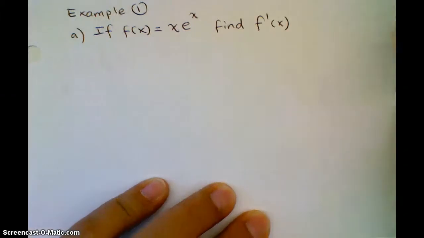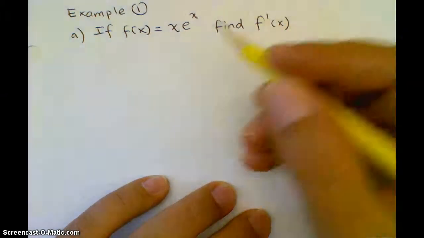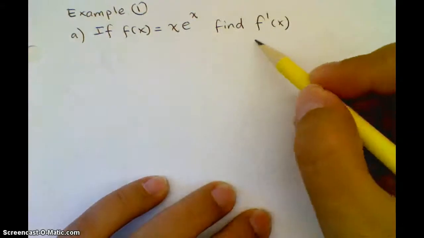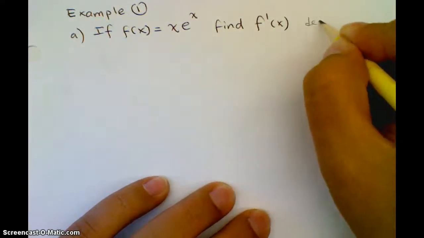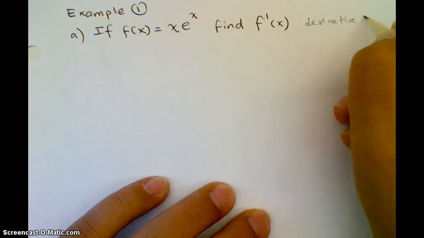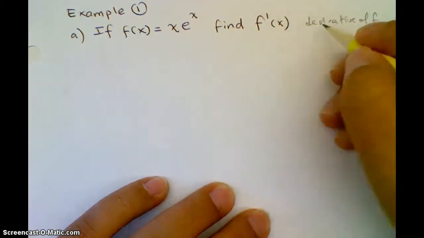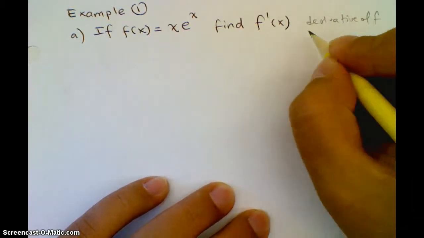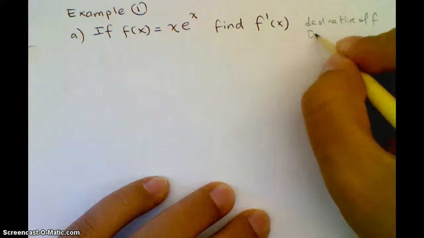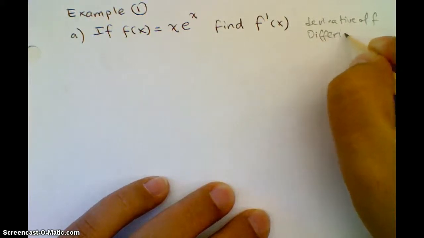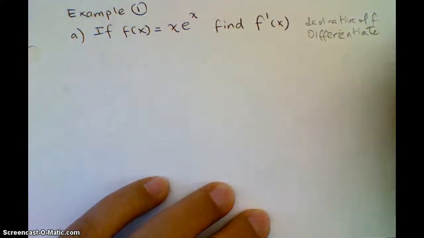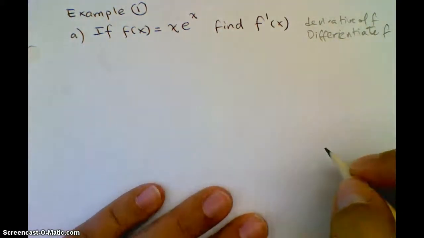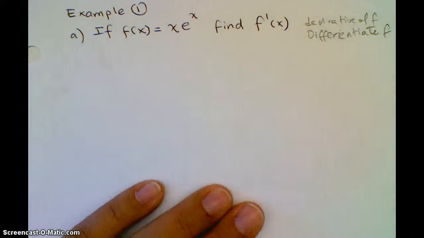So let's talk about example 1, and we're going to apply the rule. If this is f of x, then find f prime, which is the same thing as finding the derivative of f, or finding the directions may say differentiate f. All of them differentiate f. Okay, that's better. Okay, so let's apply the product rule.